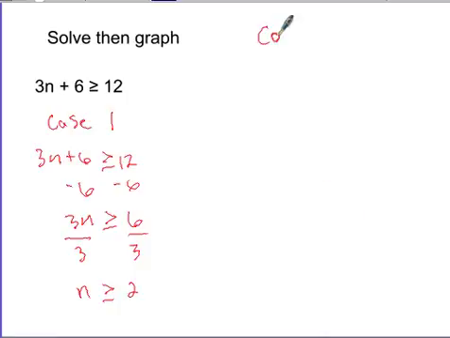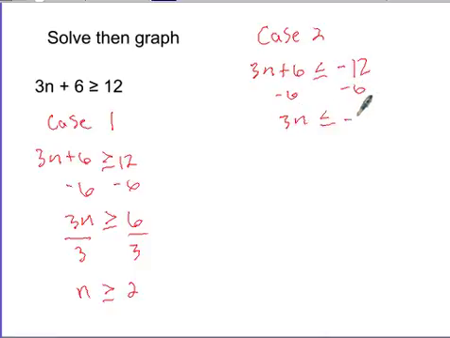Then we'd have case 2. So 3n plus 6 is less than or equal to negative 12. 3n is less than or equal to negative 18. Divide by 3, so n is less than or equal to negative 6.